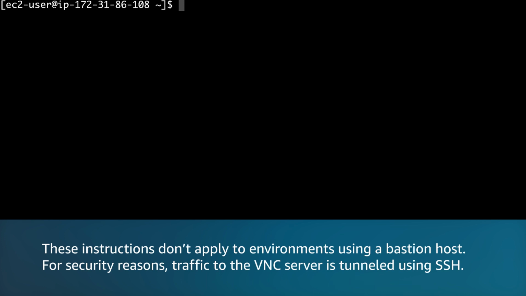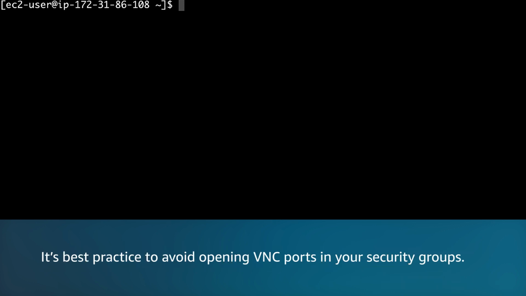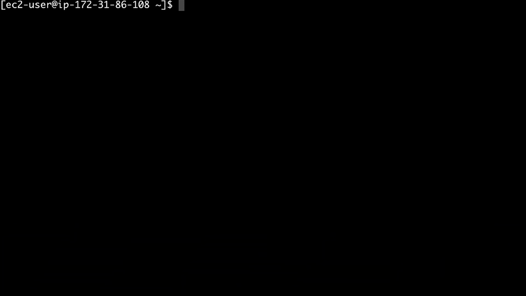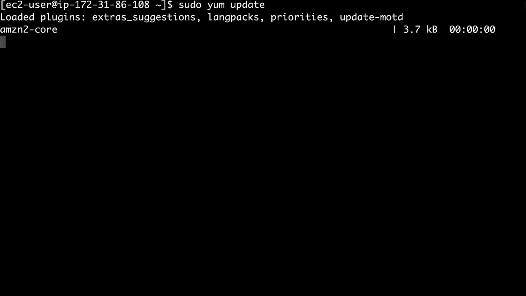For security reasons, traffic to the VNC server is tunneled using SSH. It's best practice to avoid opening VNC ports in your security groups. Update your instance by running sudo yum update and then reboot the instance. Failure to update and reboot can lead to unpredictable results when following the next steps.